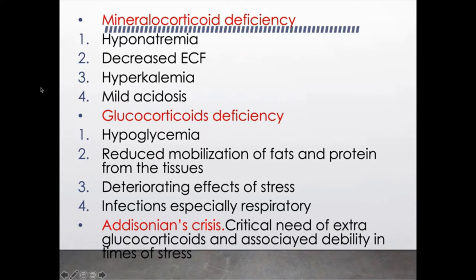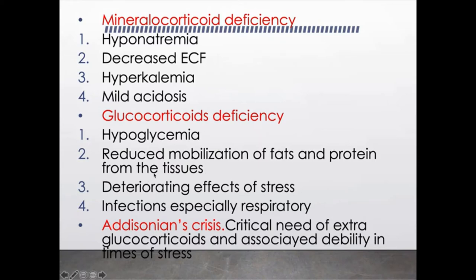Next, what will happen in the glucocorticoid deficiency? Keep in mind, the mineralocorticoid deficiency can be due to the lesser amount of aldosterone, but it can also be due to a lesser amount of glucocorticoids, for example cortisol. So what happens in glucocorticoid deficiency? As you know, the major effect of cortisol on carbohydrate metabolism is to cause hyperglycemia, because it causes gluconeogenesis and decreases the entry of glucose into the cells. Normally it causes hyperglycemia, but here there is a deficiency of glucocorticoid, so it will lead to hypoglycemia, which can be life threatening, of course.